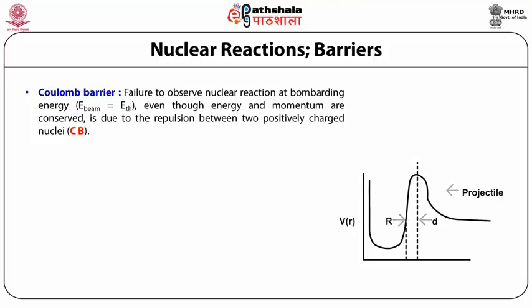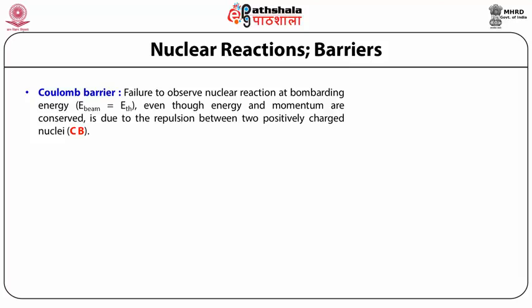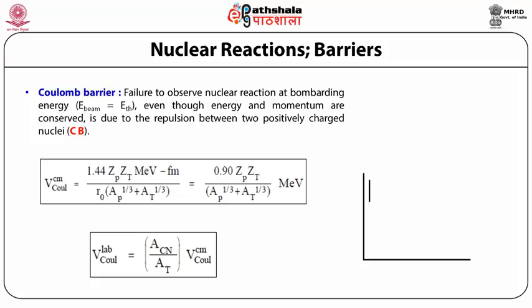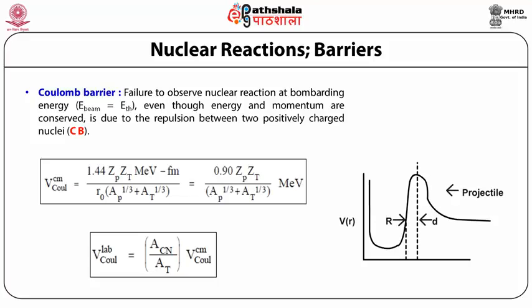When we incorporate the values of Q1, Q2 and R, we obtain the relation V Coulomb in the center of mass frame is equal to 0.90 Zp Zt over AP to the power 1/3 plus AT to the power 1/3 MeV. So this is the expression for the Coulomb barrier in the center of mass frame. But experiments are done in the lab frame. So we need to know how much energy of the projectile is needed to have a nuclear reaction.